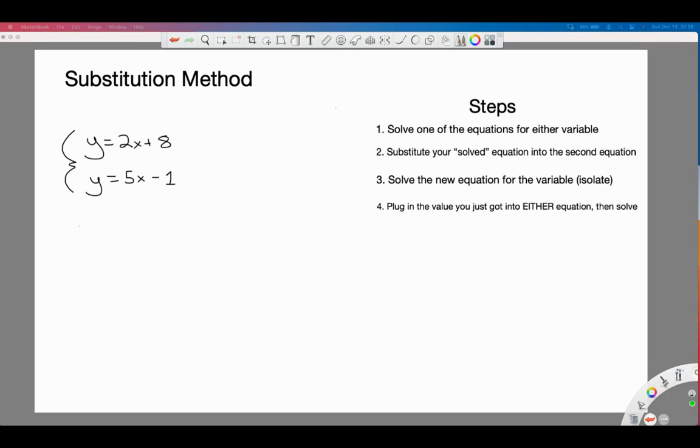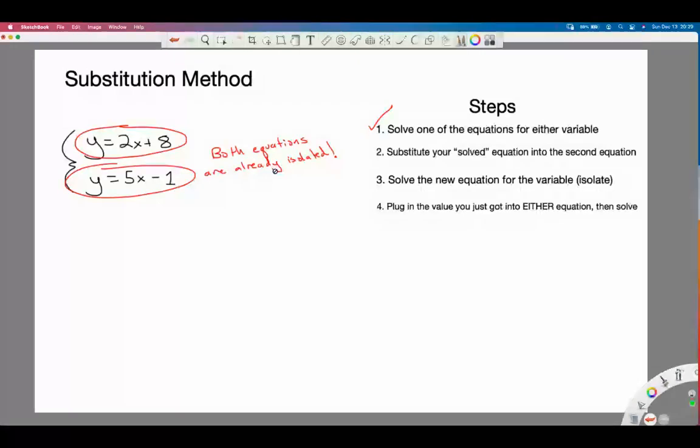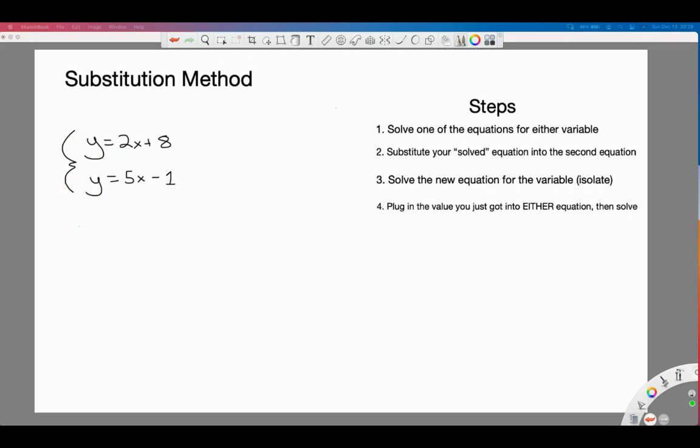If we were to apply this example to these steps, step number 1 says that we want to have one of the equations solved for either variable. For this example, both of the equations are actually already isolated. They begin with y equals 2x plus 8, and the second one begins with y equals 5x minus 1. So we're off to a really good start. We don't even have to do anything right away for step number 1.